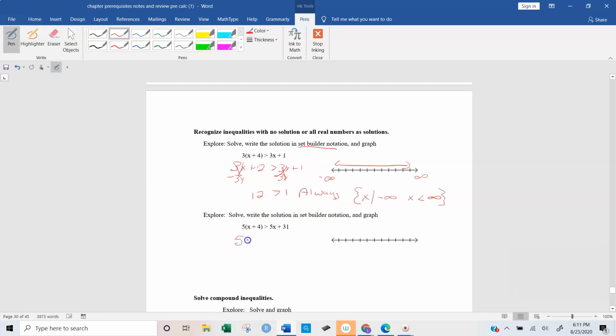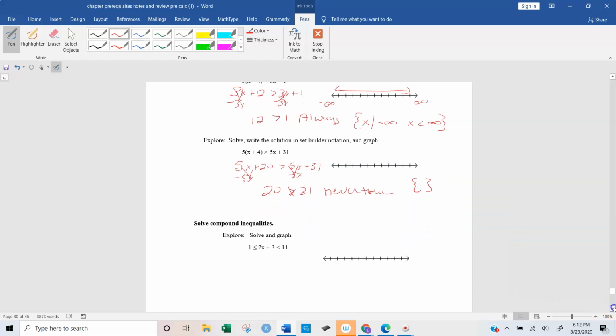So now you got 5x plus 20 is greater than 5x plus 31. Subtract your 5x. All right, again, these 5x's go away. But now we have 20 is greater than 31. This is not a true statement. This is never true. So it's false, which means it's the empty set. There is no such thing. All good? Now let's go down here.